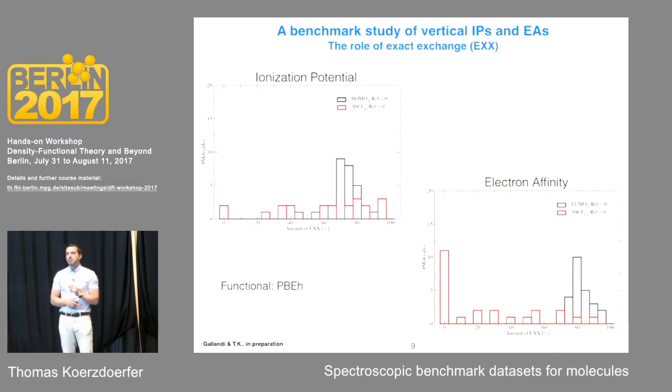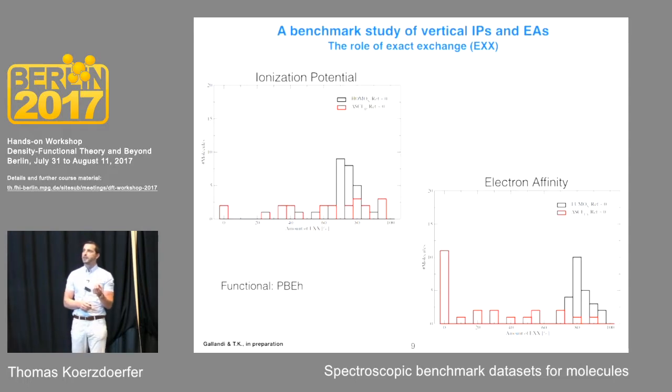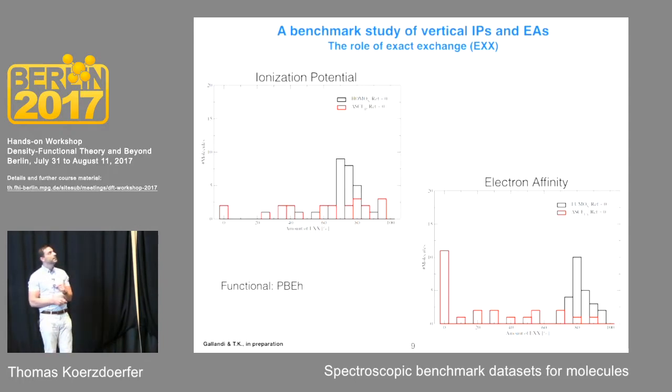Now, you could ask, what is the optimal amount of Hartree-Fock exchange that I would need? This is shown in these two plots for IPs and EAs. Again, we take one functional, change the amount of Hartree-Fock exchange, and ask for which amount we get the best answer compared to the coupled cluster. We do this for the HOMO and for the delta SCF.